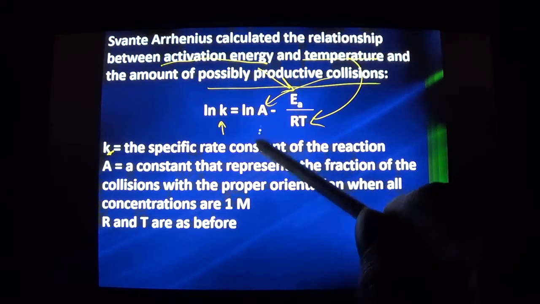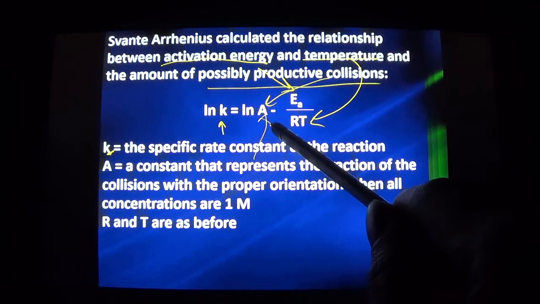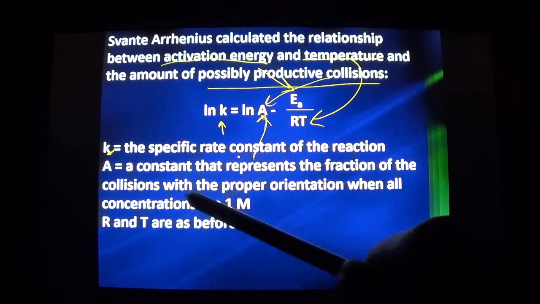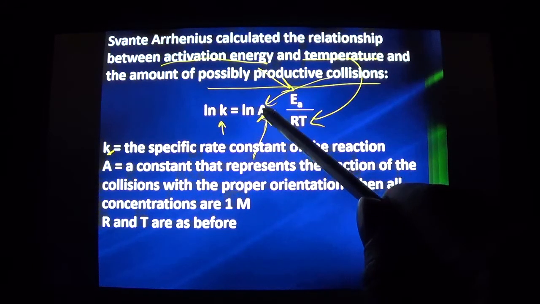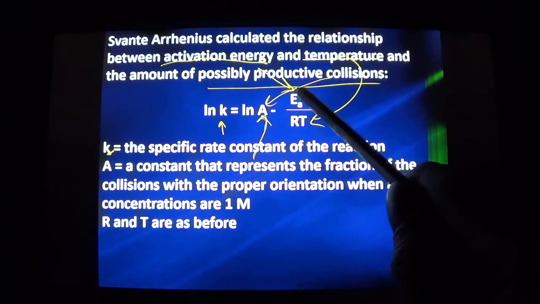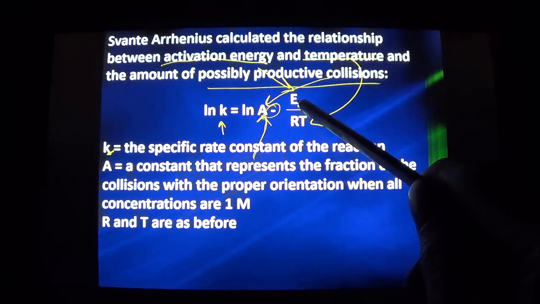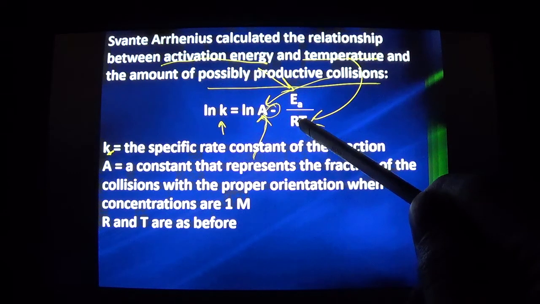It's some particular constant that would change for every particular reaction. But knowing it's the reaction of chemical A with chemical B would give us a particular A value there. We're going to subtract our activation energy and our R and our T.